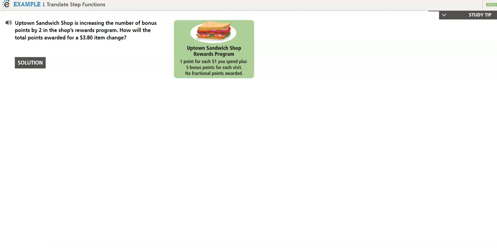So right away, I start thinking of this as an algebra equation. I'm going to get 5 points and then 1 point for every dollar I spend. Okay, and there's no fractional points. So if I go to the sandwich shop in the past and I spent $3.80, that's 3 bonus points plus 5. That would give me 8 bonus points.